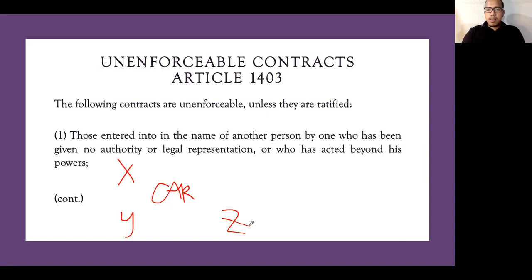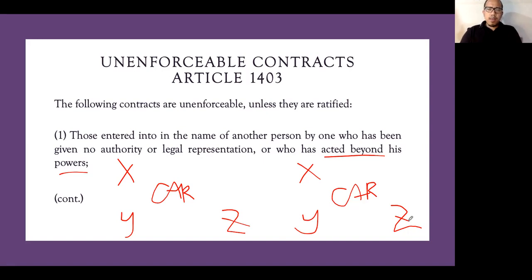O kaya naman, the person exceeded his authority. Okay, sabi ni X kay Y, this is my car and I am authorizing you to sell it for 1 million. Si Y, naghanap ng buyer, si Z, binenta niya kay Z for 900,000 on installment. Mali na nga yung presyo, kakaiba pa yung modes of payment niya. Inutusan naman siya ni X, kaya lang in excess of the authority given.